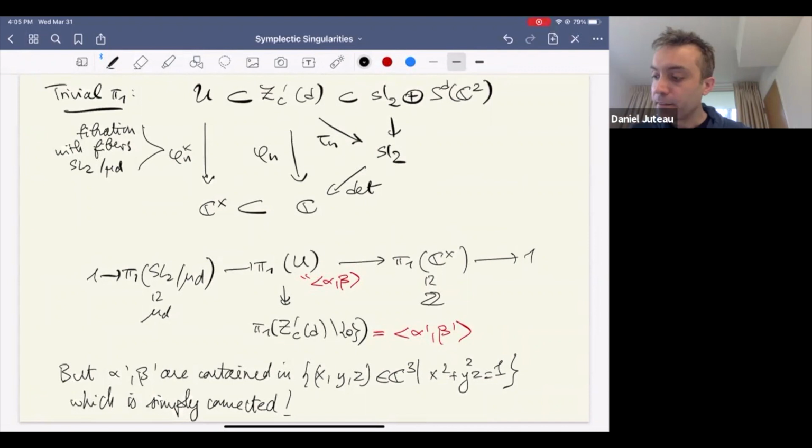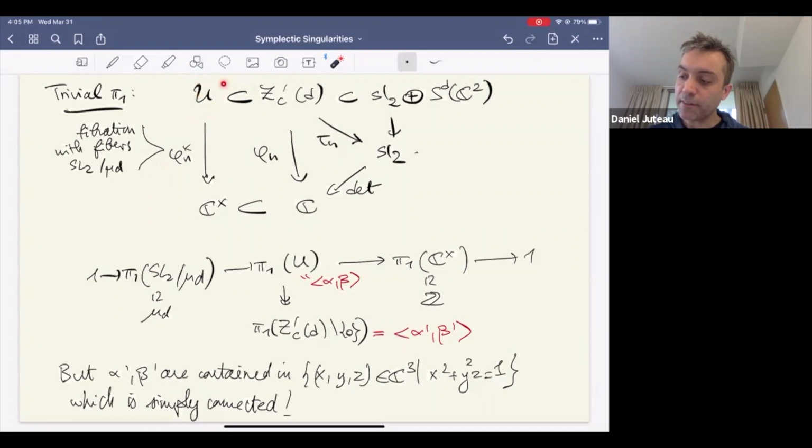So first, this variety, you can embed it in SL2 plus the d plus one dimensional representation of SL2. And then you can project to SL2. And then you can take the determinant. So you have this map going to C. And then you can look at what happens over C star. The inverse image is an open subvariety U. And it turns out that on this part, it's a fibration with fibers SL2 divided by mu d. So you can describe the fundamental group of U.